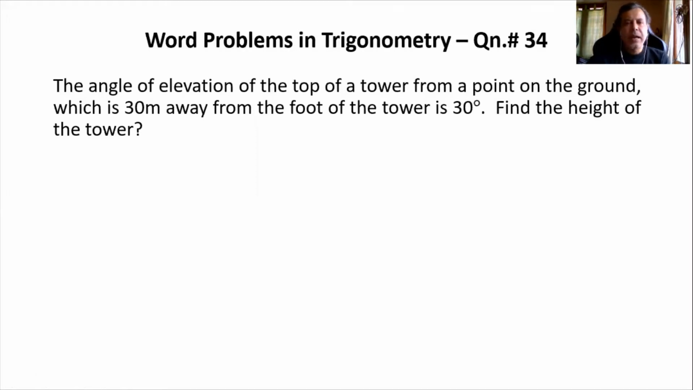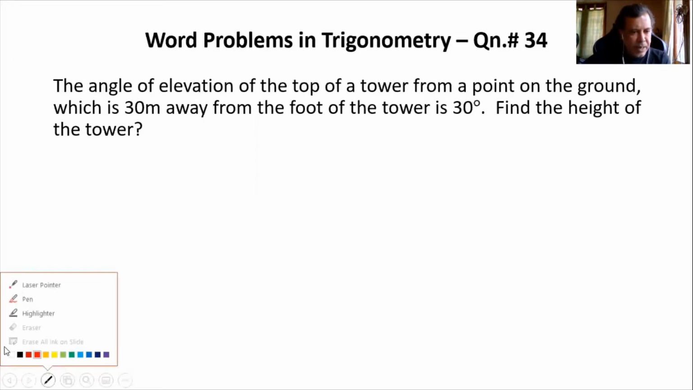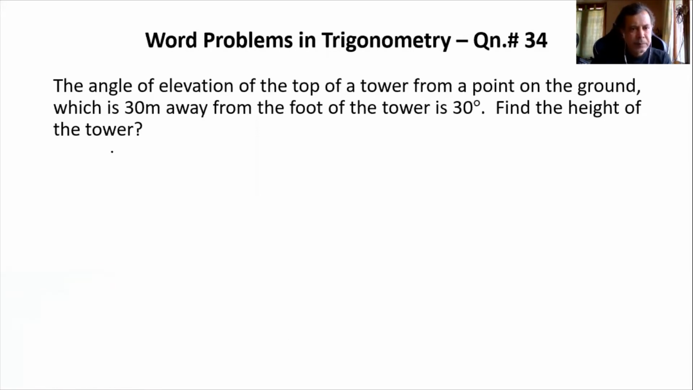Right. So let's start. They are talking about a tower, which will be vertical. So first let me draw a vertical line. Let's say this is our tower, and since it is vertical, I'll put here 90 degrees. Then they say the point on the ground is 30 meters away from the foot of the tower. This is our foot of the tower, and from here 30 meters away. That means this I will write as 30 meters.